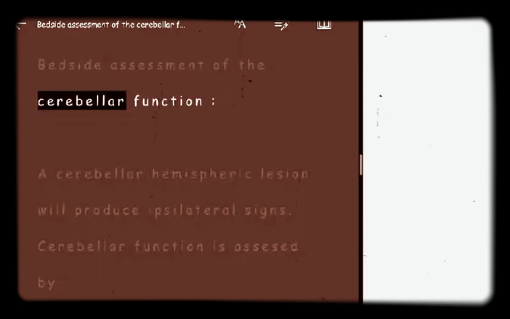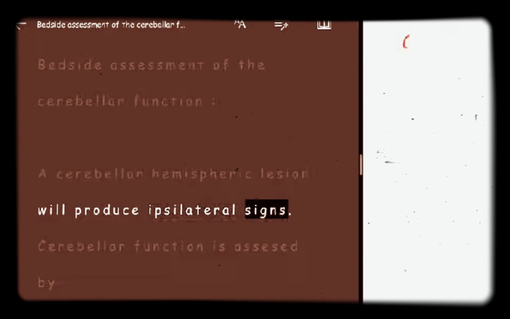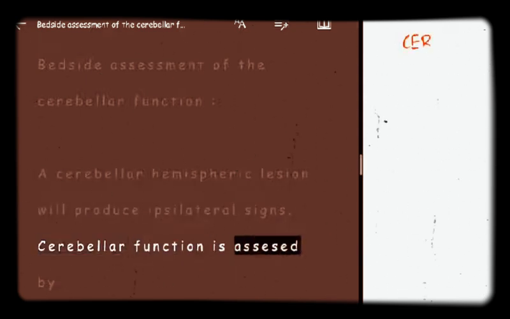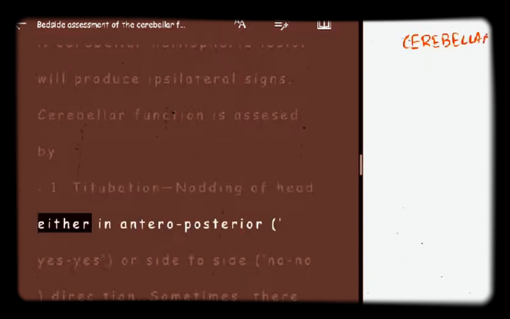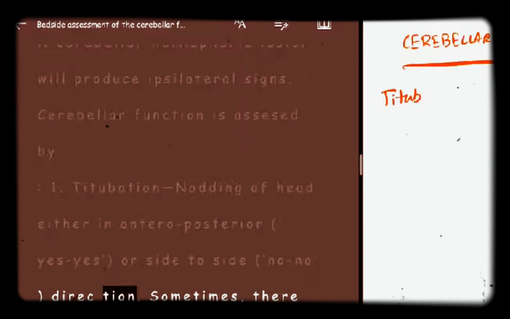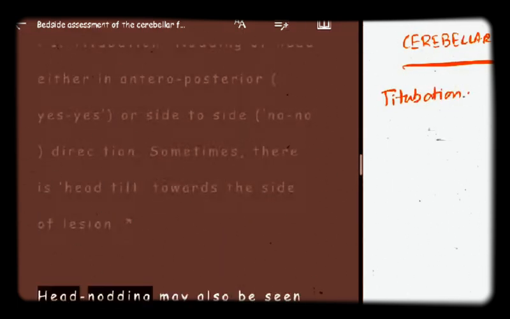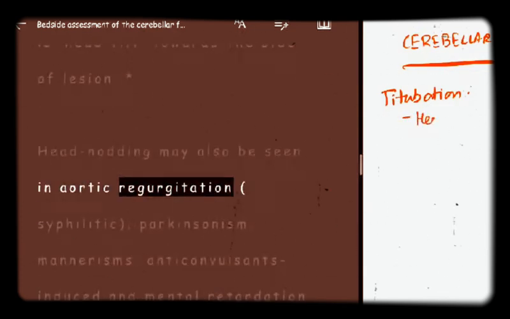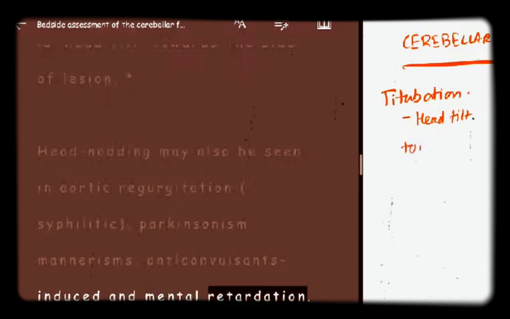Bedside assessment of the cerebellar function. A cerebellar hemispheric lesion will produce ipsilateral signs. Cerebellar function is assessed by: 1. Titubation - nodding of head either in antero-posterior direction, yes, or side to side, no. Sometimes there is head tilt towards the side of lesion. Head nodding may also be seen in aortic regurgitation, syphilis, Parkinsonism, mannerisms, anticonvulsant-induced, and mental retardation.